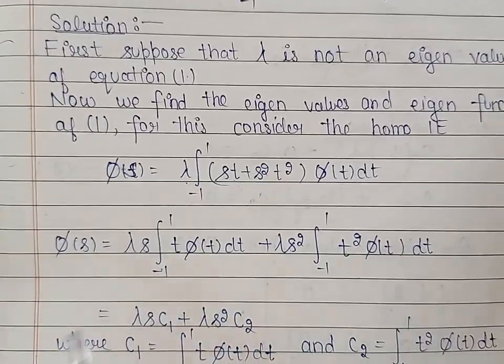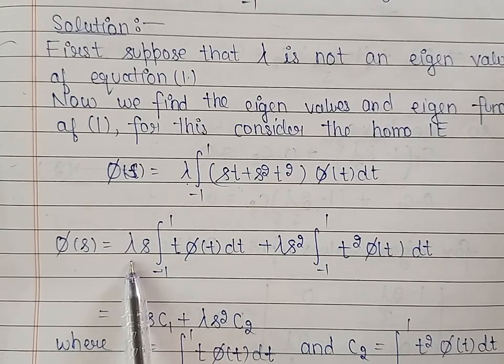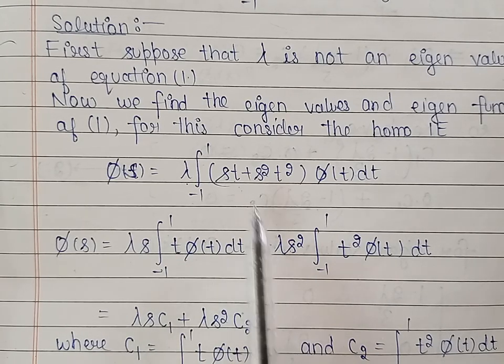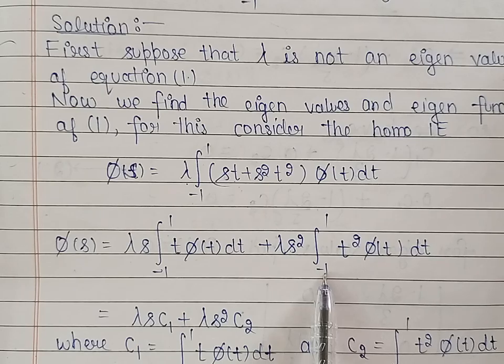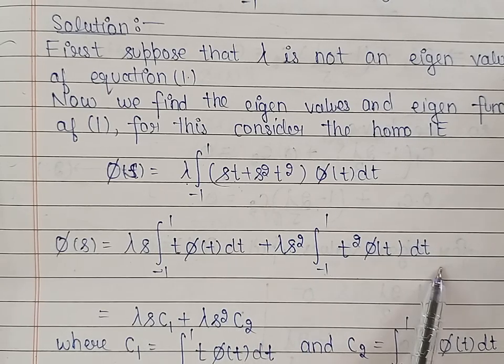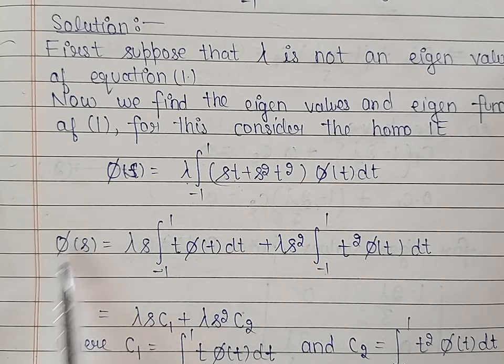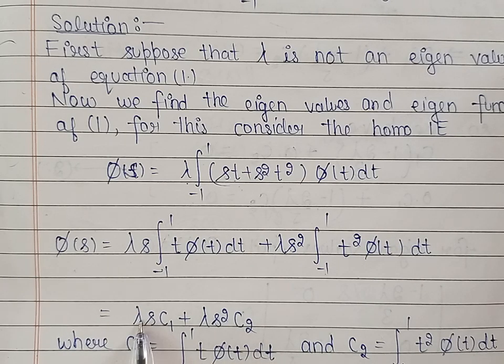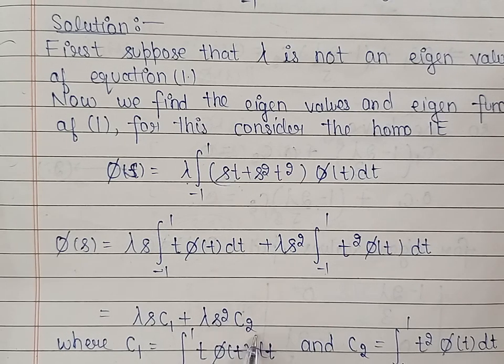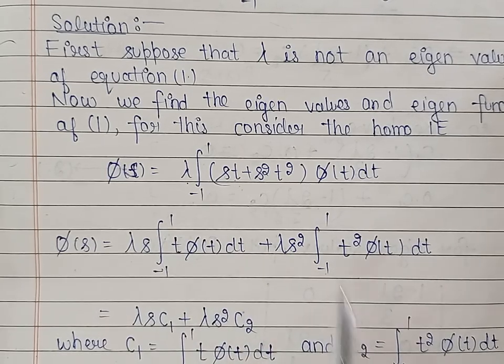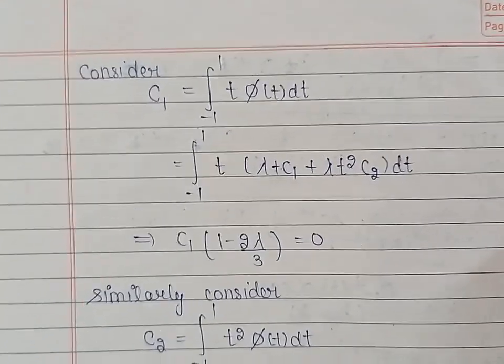So we can write phi s is equal to lambda s integral minus 1 to 1 t phi t dt, and here lambda s square into integral minus 1 to 1 t square phi t dt. Let us take this as c1 and this as c2. So we get the value of phi is equal to lambda s c1 plus lambda s square c2. Here c1 we have taken this term and c2 is this term. Now let us find the values of c1 and c2 one by one.